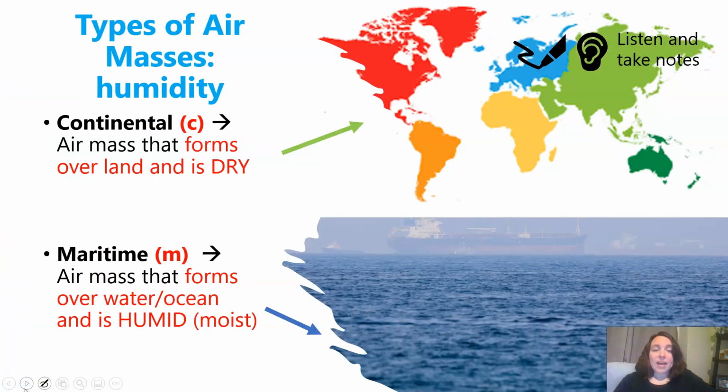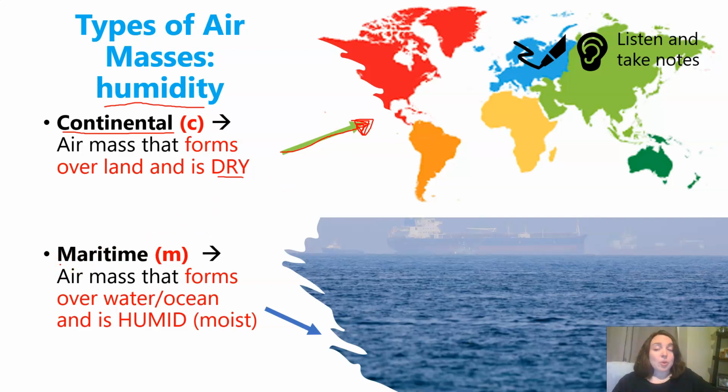When we are classifying air masses, first we can classify them based on their humidity. We have continental air masses that form over land. Because it's over land, it is dry. Please make sure you take the notes and draw maybe an image of a continent on your notes.